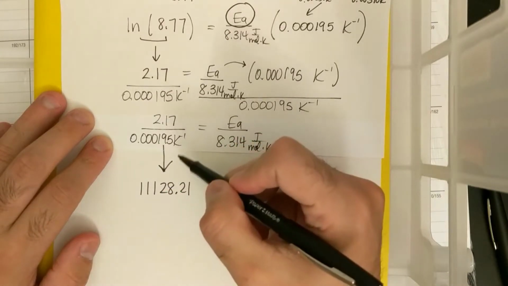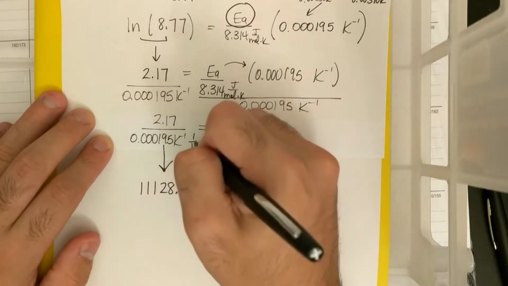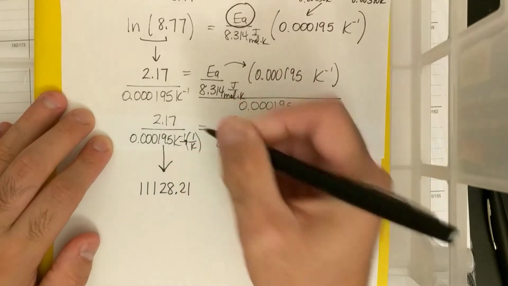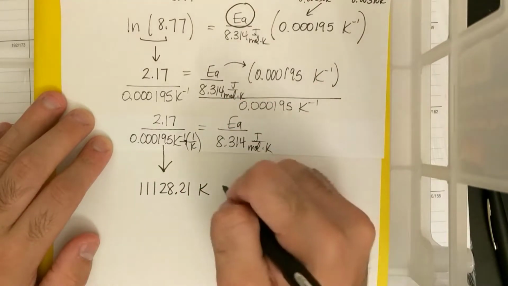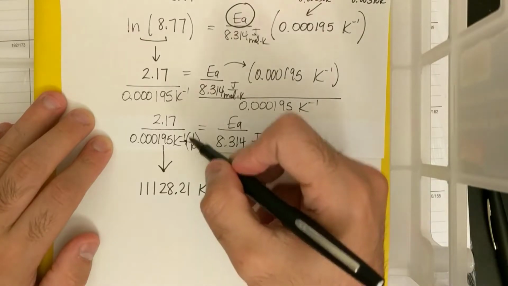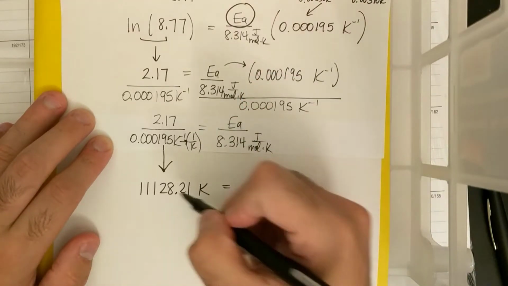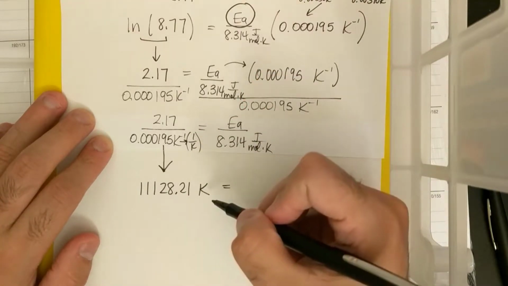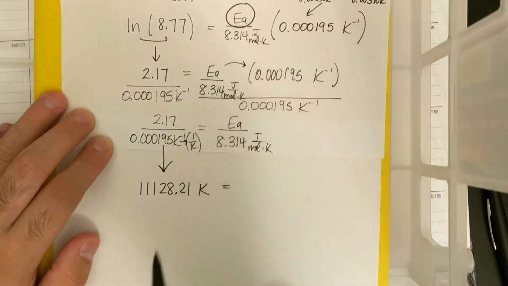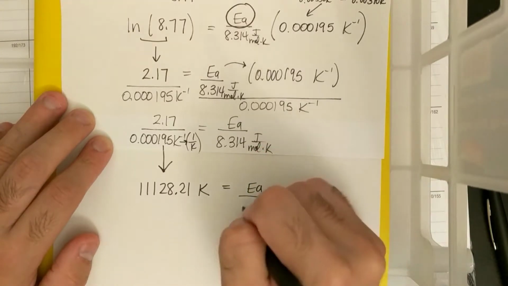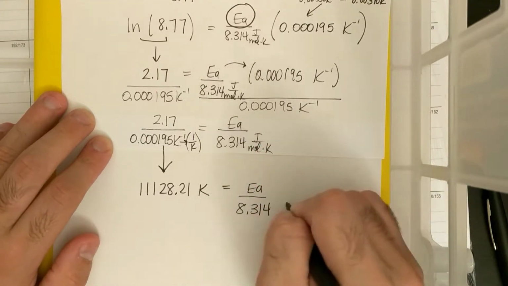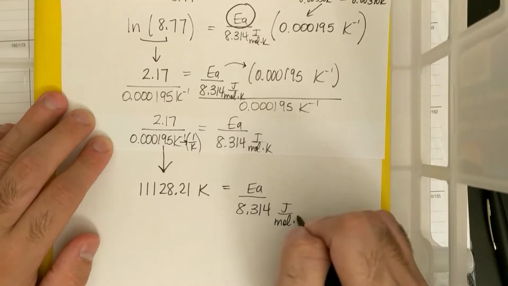11128.21. And this per Kelvin means I have one. This is the same thing as saying 1 over Kelvin. And since it's in the denominator, now it becomes the numerator. So this 1 over Kelvin just became Kelvin on top. And that's why this number has units of Kelvin. If you don't know what I mean right here, check one of my previous videos where I did fractions and units. And now I have EA over 8.314 joules per mole Kelvin.